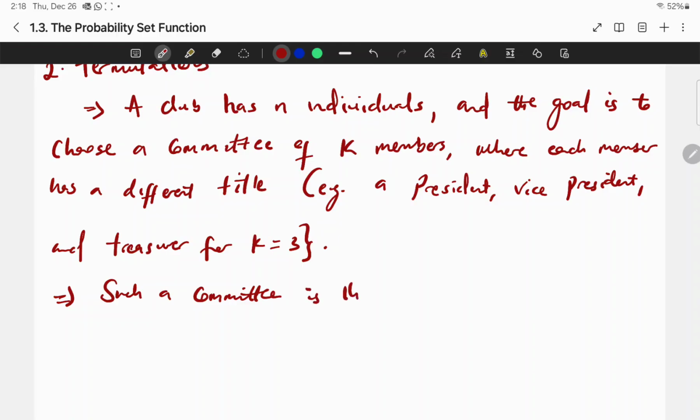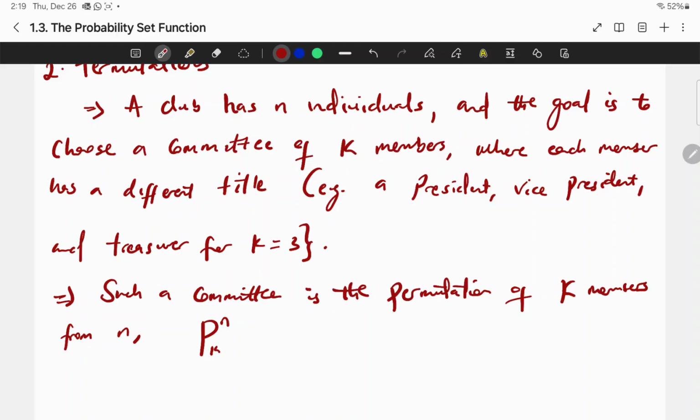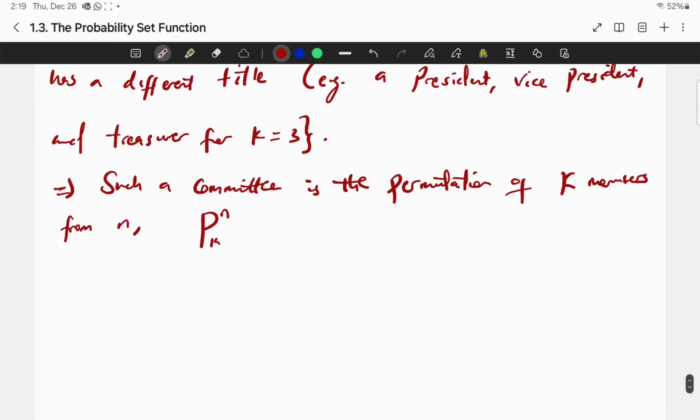Is the permutation of k members from n, and that will be P(n, k). So now if the same 3 persons are selected, permuted to receive different titles, each permuted result is counted as a distinct outcome. Okay, so how many church committees are there?